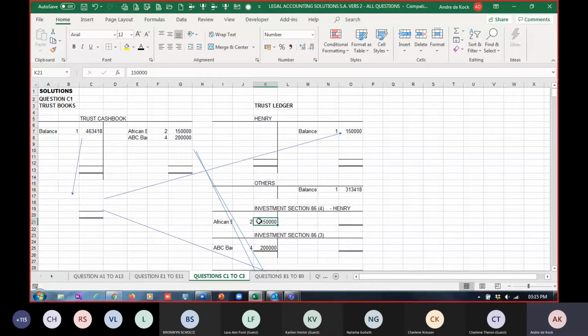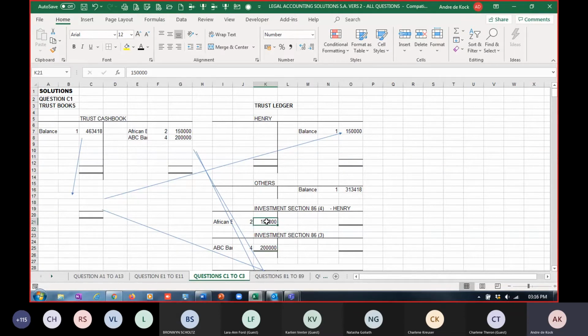150 would be the investment in terms of 86.4, 200 in 86.3, and left in here would only be 113,418. 150 plus 200 plus the 113,418, that would give me the 463,418, which I owe. That would be reconciling my trust position at that point in time. Now, we now withdraw this investment. This 150, I withdraw it, and I withdraw this 200.